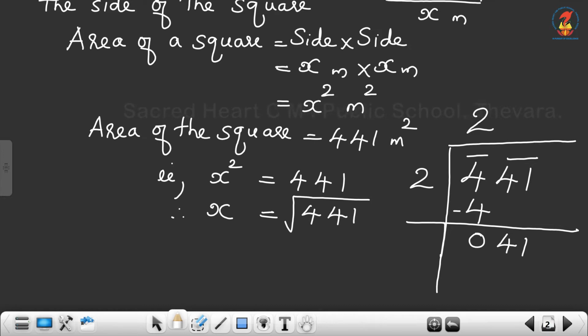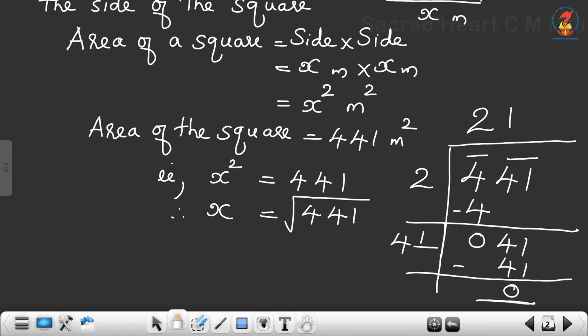Double the divisor. Double of 2 is 4. Then you have to put a blank on its right. Then find out the digit, so that digit will be the digit in the divisor as well as the next digit in the quotient. So, we know that we have to get here 41. So, 41 into 1, 41. The 41 minus 41, 0. So, here the remainder is 0. Therefore, square root of 441 is equal to 21.